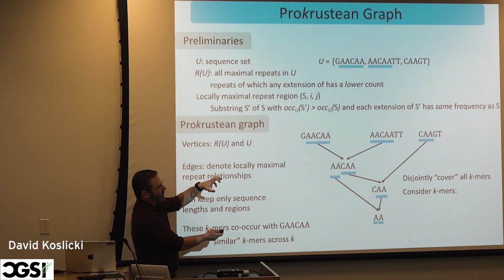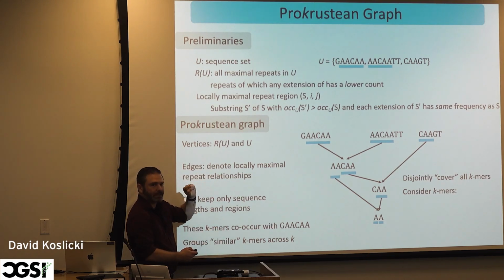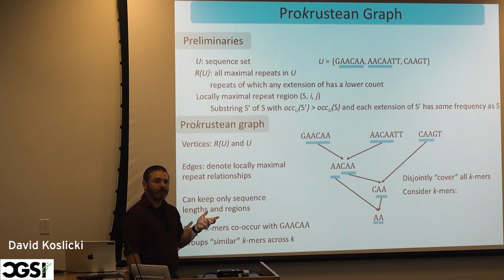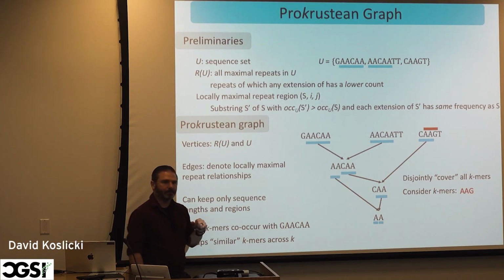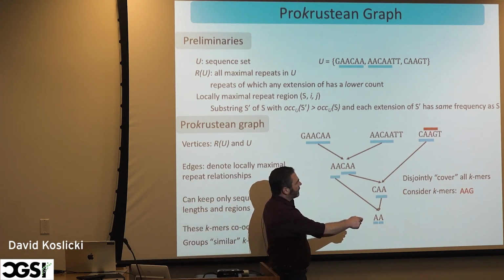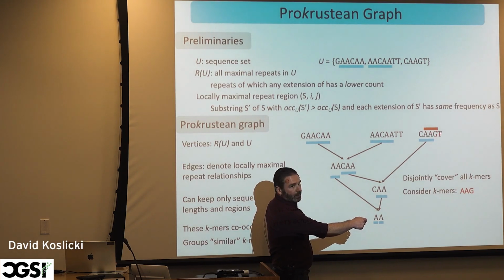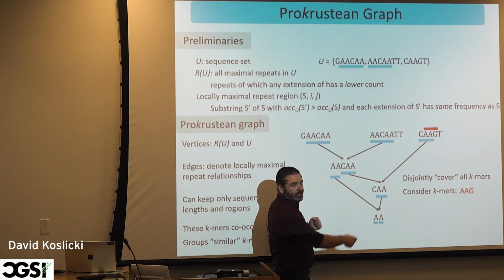One of the reasons why this data set is compact is because it disjointly covers all k-mers. What do I mean by that? Well, let's consider the k-mer AAG. Here again, this last character is not covered by a blue region. Its count is 1, it's unique. This is the only place AAG is going to show up.